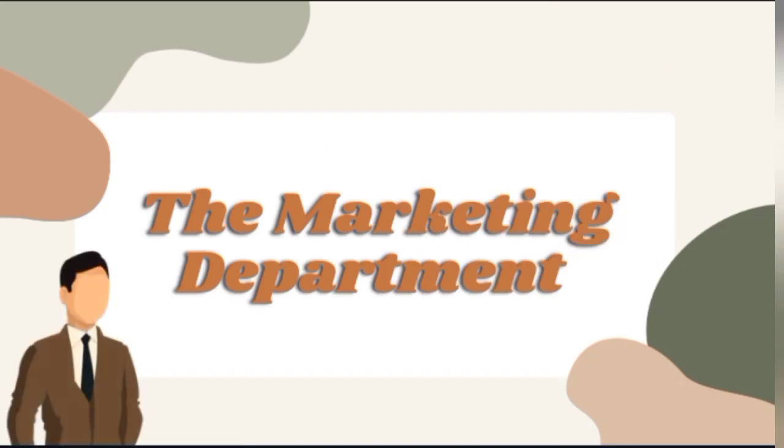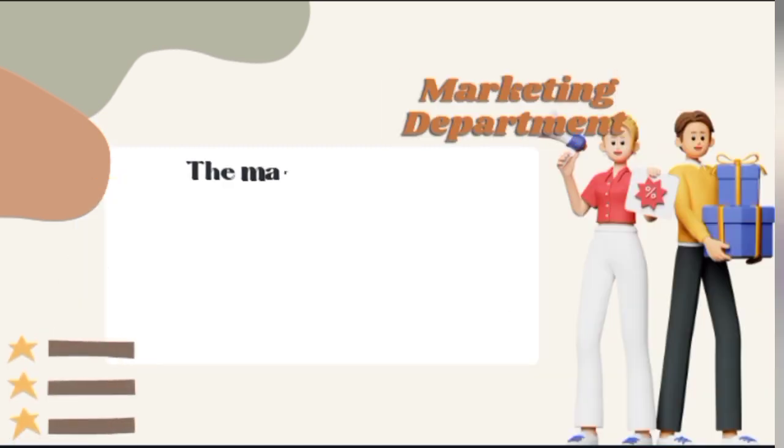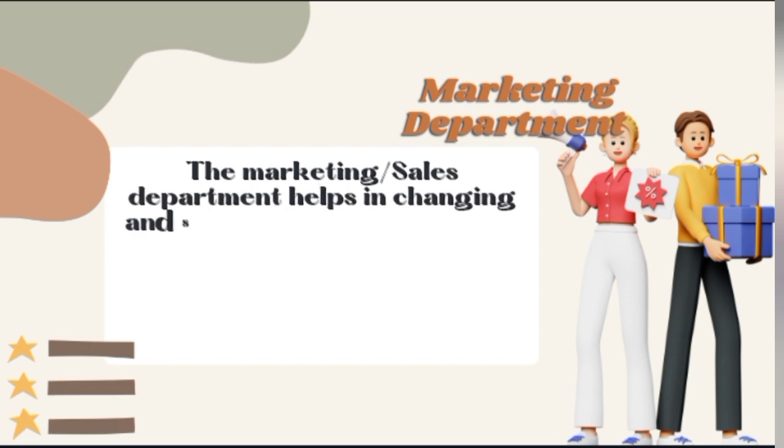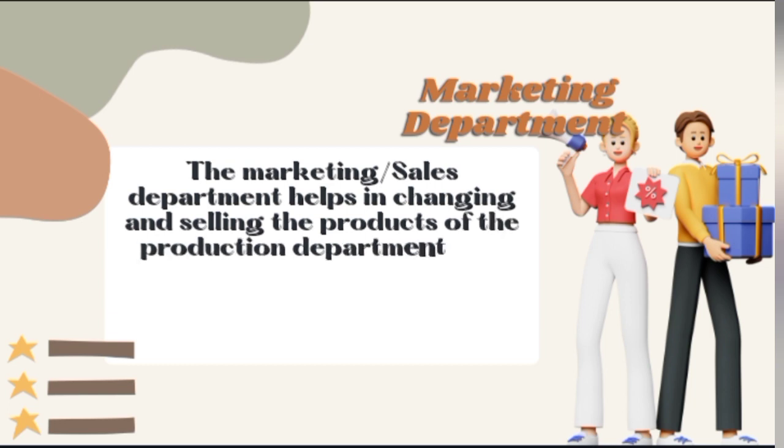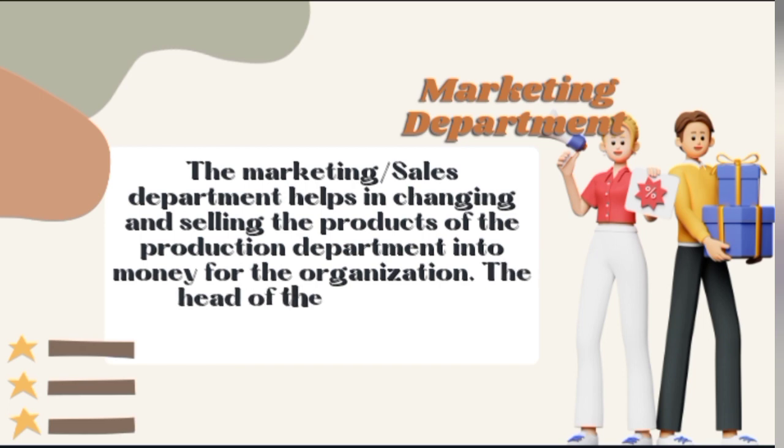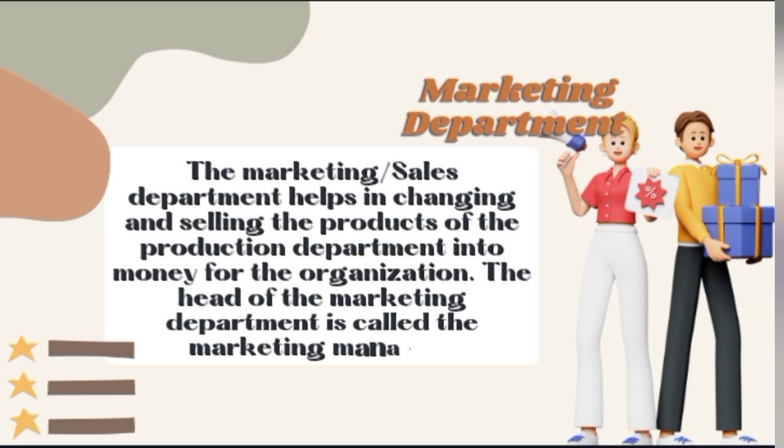We are going to be looking at the marketing department. The marketing department is also called the sales department. This department is concerned with selling the manufactured goods of the organization to customers. Production is not complete until goods get to the final consumers, and it is the job of the marketing department or the sales department to ensure that goods produced in the organization get to the consumers.